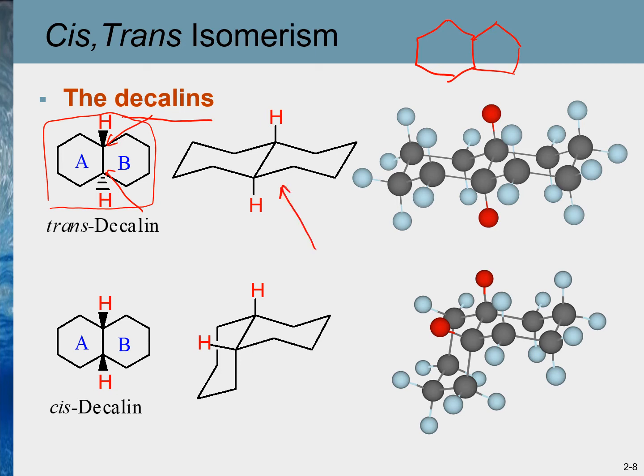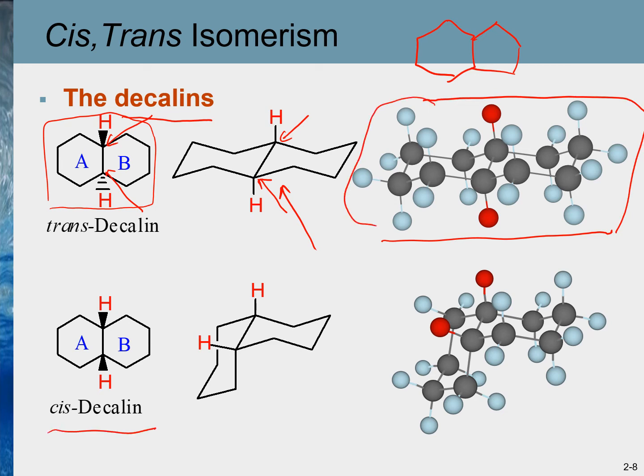In the trans, as we understand, the hydrogens have to be across from each other. So in case of decalenes, we mainly consider the hydrogens on the bridging carbons. If they are across, then it's a trans isomer. The ball and stick model of trans decalene is shown here, and if they are on the same side, then it's called cis isomer, and the ball and stick model of cis decalene is also shown here.